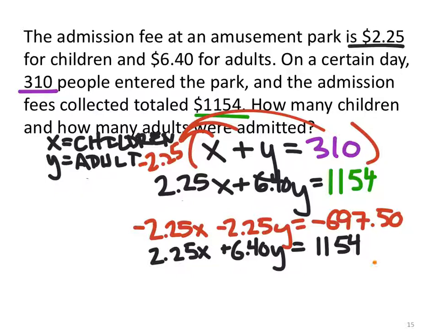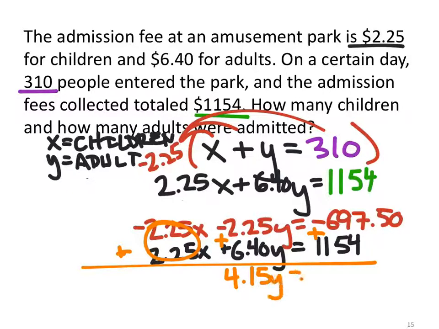So now that the coefficients of x are opposites, we're ready to eliminate them by simply adding the like terms. So that does zero out the x's just like we wanted. And then we got a negative 225 and positive 640 right there, plus 640. So that'd be $4.15 for the adults. And then negative 697.5 plus the 1,154. My calculator gives me 456.50.